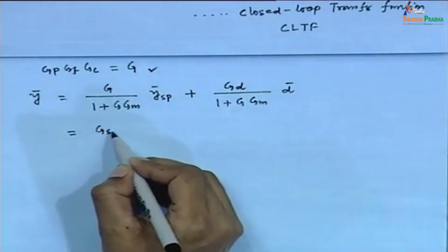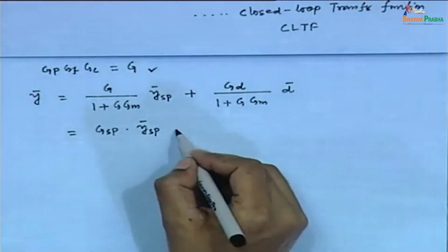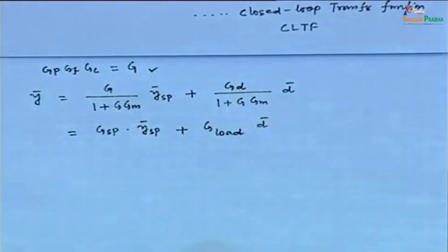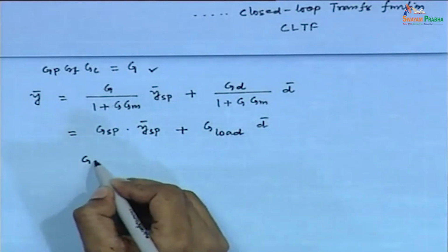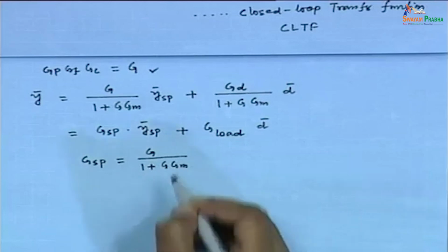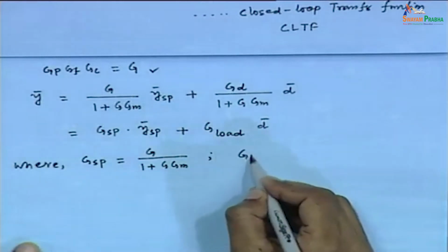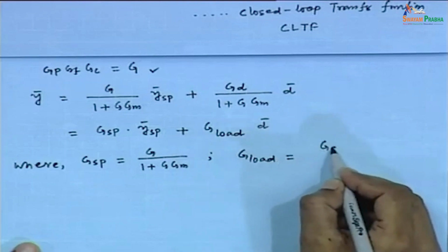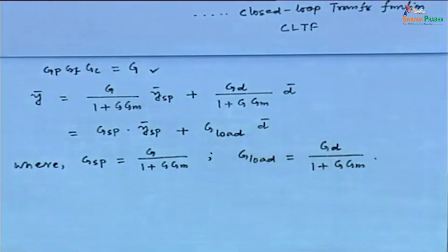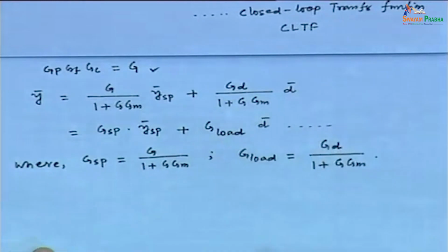Now, again we will consider this as G set point multiplied by y set point bar plus G load multiplied by d bar, where G set point equals Z divided by 1 plus Z Gm and G load equals Gd divided by 1 plus Z Gm. Considering these two expressions for G set point and G load, finally we get this closed loop transfer function.